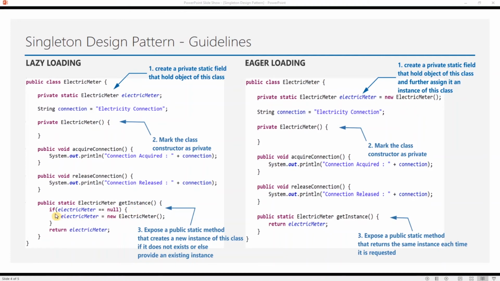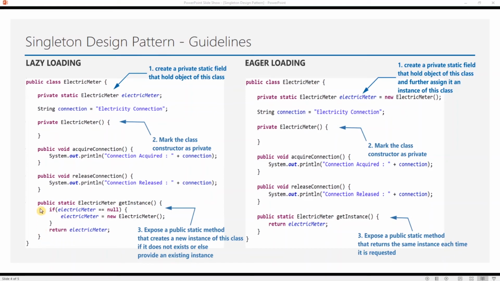Inside this method, we first check to see whether the variable we declared earlier already holds a reference to an instance of this class or not. If it hasn't, then we create an instance and assign it to the field. So next time this method is called, this class field already points to an existing instance. So this check invalidates and then the same instance is returned for each invocation of this method.